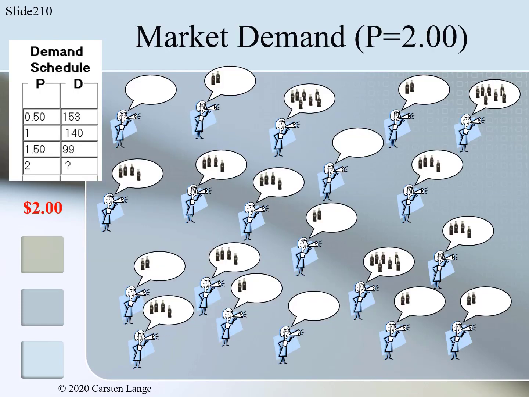Here is the last task to complete the demand schedule. The price is now $2. Please find out what the demanded quantity for this price is, complete the demand schedule, and then answer the last question.